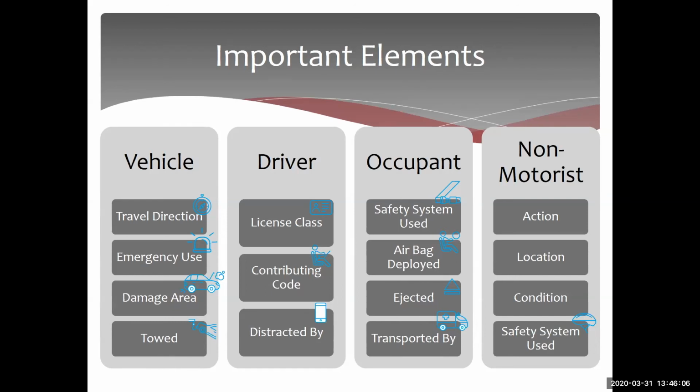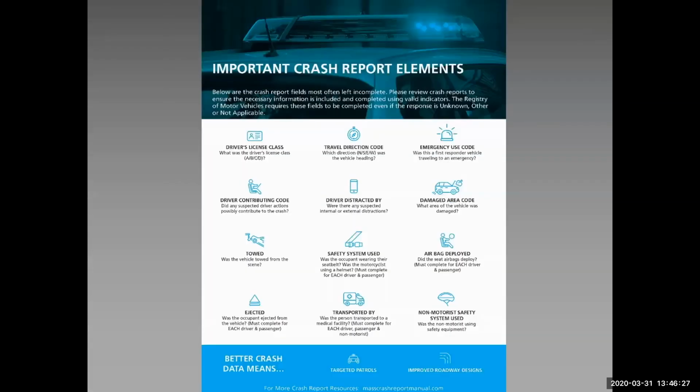So if a passenger was not injured and their airbag was not deployed and they were not ejected and they were not transported, this whole section of the crash report is often left empty. And again, the registry is asking that instead of leaving fields empty, you put unknown or other or not applicable in that section. And the registry is also asking that when the supervisors are reviewing crash reports before they're submitting them to the registry, that those are the specific fields that are reviewed.